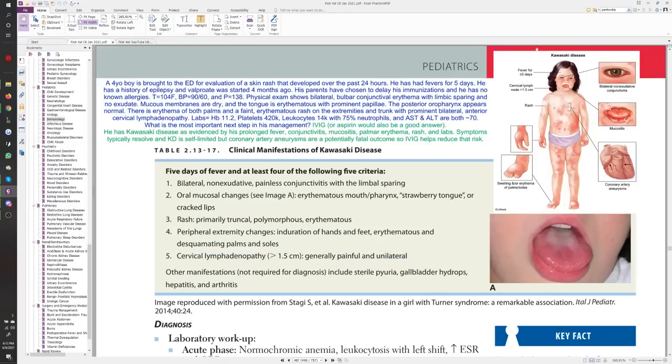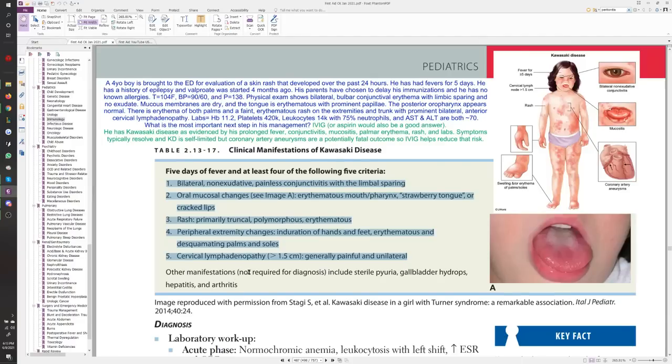Okay, so the presentation overall is pretty nonspecific. Nothing here is actually very specific to this disease. You see these things in other diseases as well, which is what makes this a challenging diagnosis as well as a very important diagnosis, though, because if you don't diagnose this correctly, the child can die.